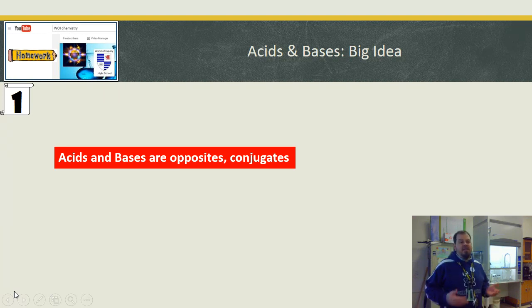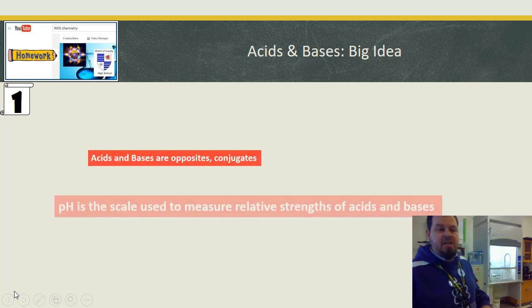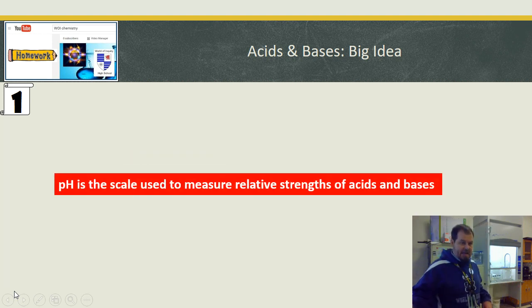They're opposites and conjugates. So acids and bases are kind of paired together. Each acid has a conjugate base. We're not going to get into AP Chem or true honors chem and actually distinguish what those are, but we need to understand neutralization reactions in lab. Okay, we're going to do those.